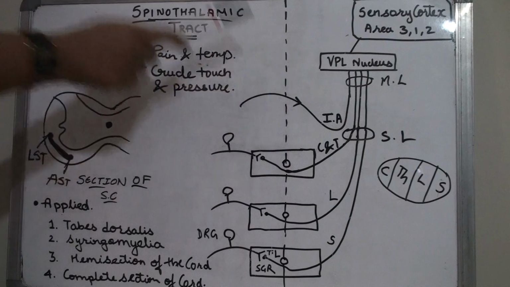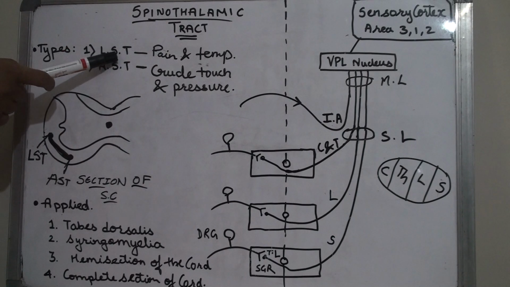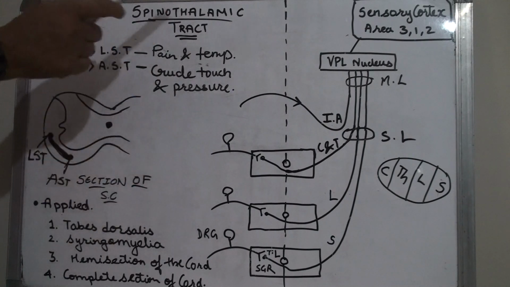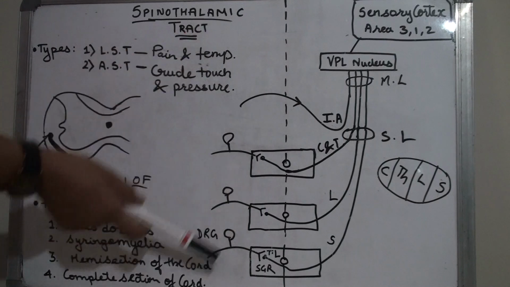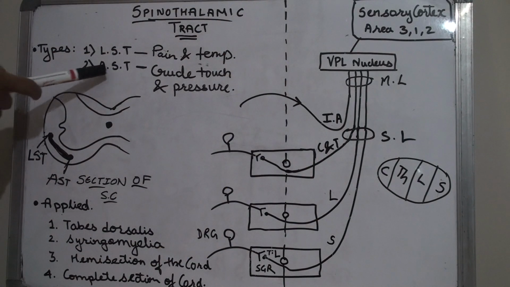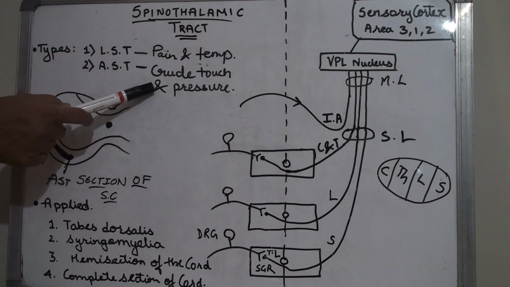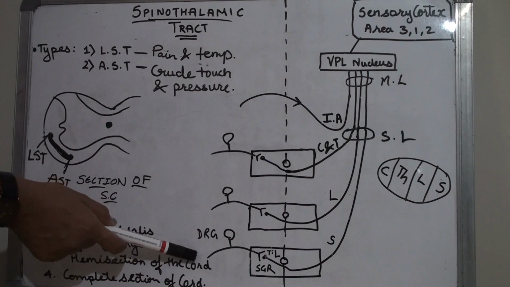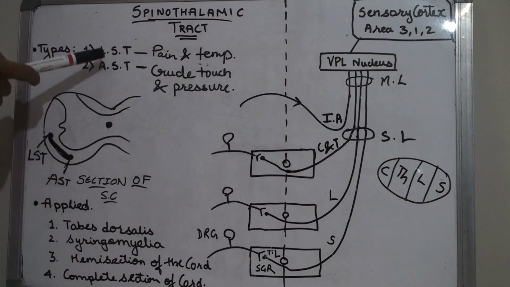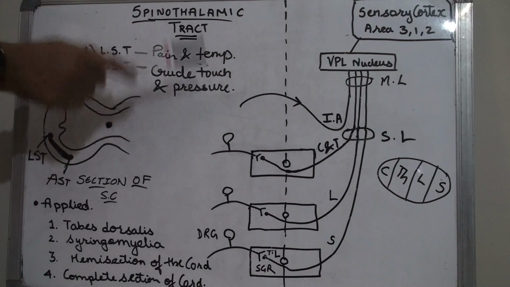Now let's see what are the functions carried by these tracts, or what are the sensations carried by those tracts. The lateral spinothalamic tract carries two important functions, which are pain and temperature from the opposite side of the body. Similarly, the anterior spinothalamic tract carries crude touch and crude pressure sensation, which is from the opposite side of the body. Along with this, the anterior spinothalamic tract also carries sexual sensation, itch and tickle.